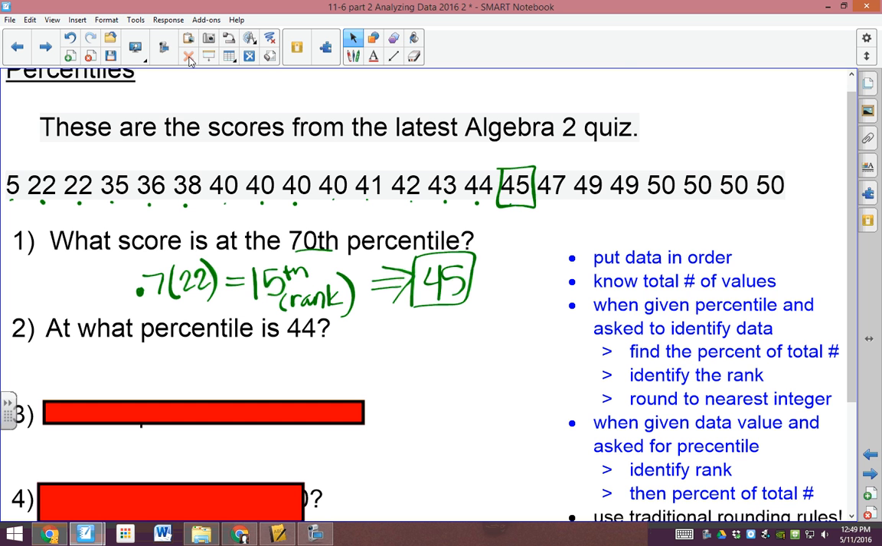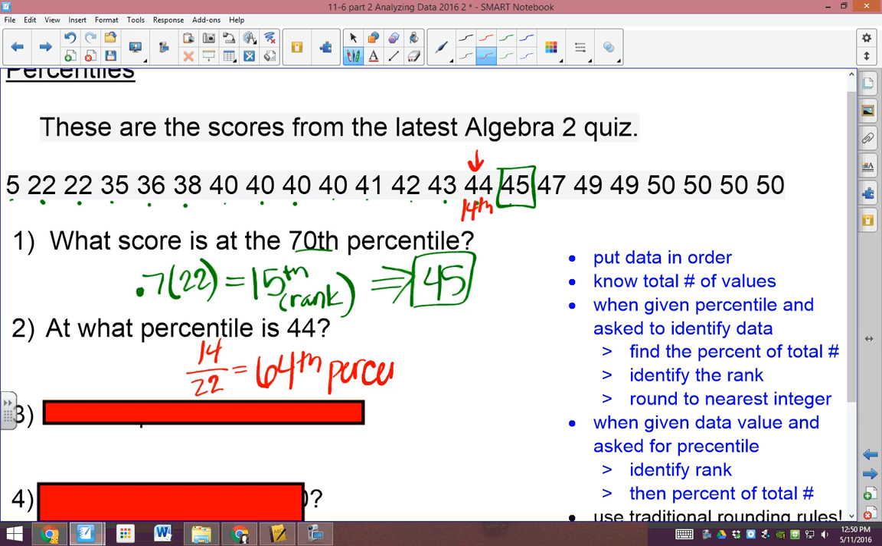What percentile is 44? So now we know where we're looking. Well, we already know that's the 14th item, right? The 15th was right next to it. So the 14th number out of 22. We'll just do a fraction. We might need to do some rounding. I think it's about 64 rounded. So 64th percentile. So about 64% of the data is the same as or smaller than that. Scored worse on the quiz.